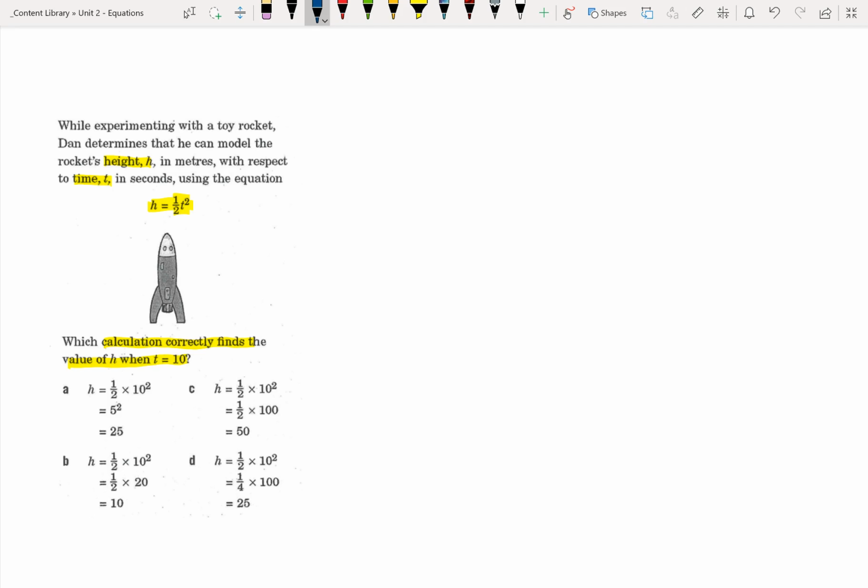So there's a couple ways you could do it. You could use the equation h equals 1/2 t squared, and we know that t equals 10, so we can plug that in and solve. And we could figure out which answer works out. We could also look through each answer and see if there are any mistakes. So I'm going to go through and solve with the equation, and then we'll go through and verify by seeing what operations are wrong.